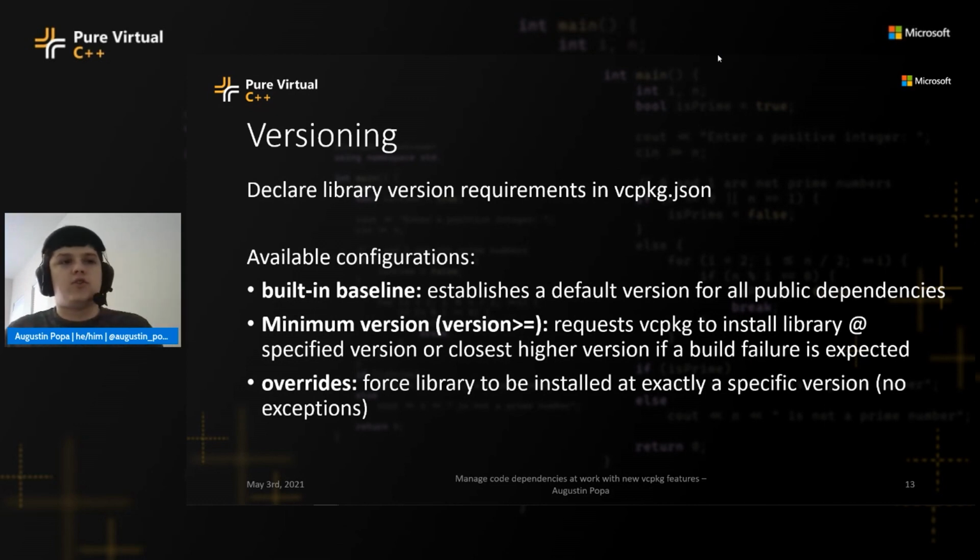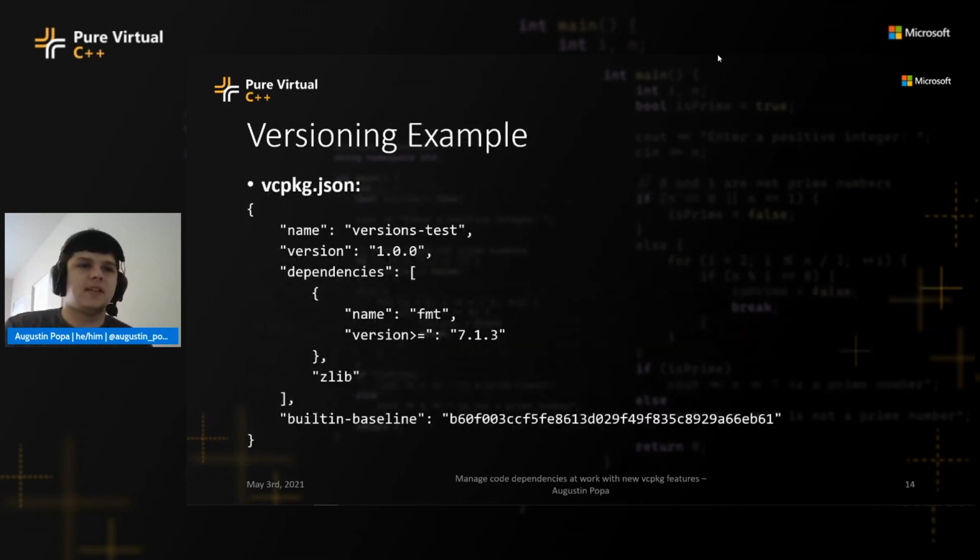This is particularly useful when you want something that's really like an older version. Then even the baseline, overrides trumps everything. If you say that you want that, that's what you get. So that's basically how versioning works.